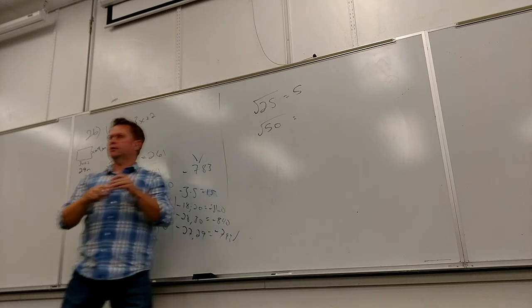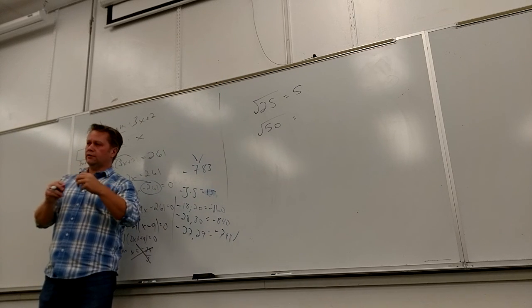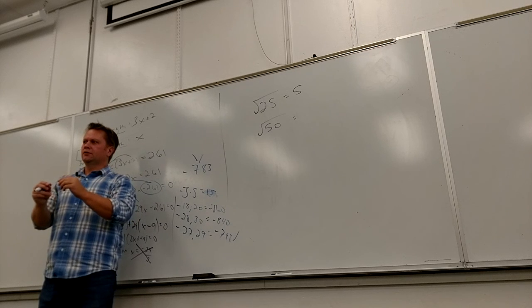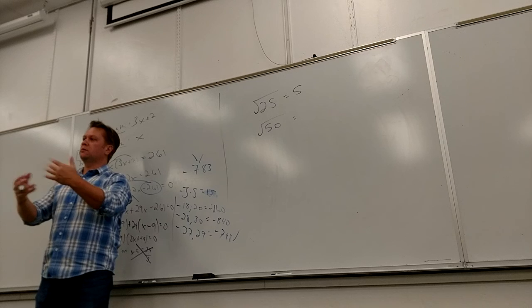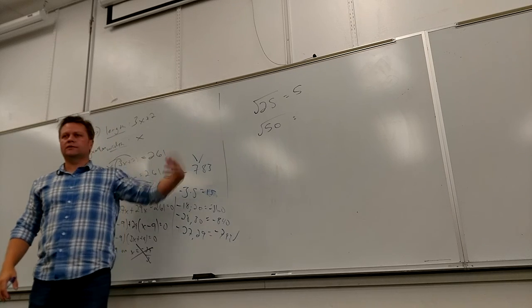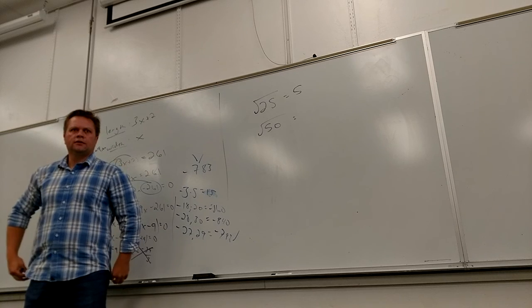Shit, I don't know. Give me an estimate. 50 is a little bigger than some nice number with square roots. 7. Yeah, 50 is a little bigger than 49, so the square root of 50 is a little bit bigger than the square root of 49. I know it's a little bit bigger than 7. But that's not good enough, right?